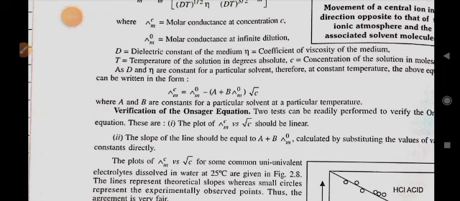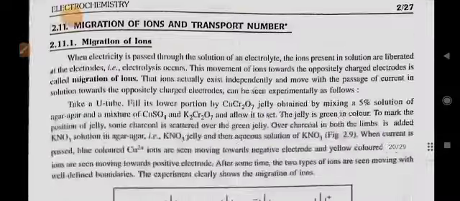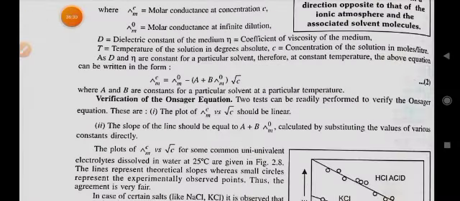T is equal to temperature of the solution in degrees absolute. C is equal to concentration of the solution in moles per liter. As D and N are constant for a particular solvent, at constant temperature the above equations can be rewritten in the form: lambda Cm is equal to lambda naught m minus (A plus B lambda naught m) under root C, where A and B are constant for a particular solvent at a particular temperature.